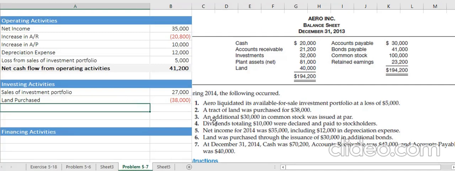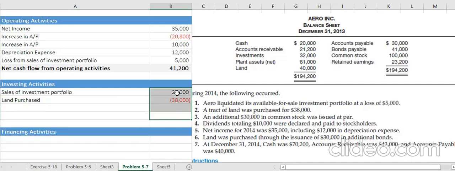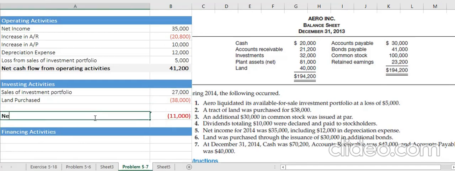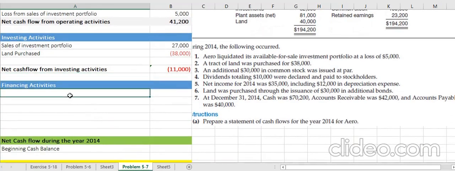After this, information on common stock is given. Common stock is related to the equity section, and that's financing activity, so we don't record it here. So I will conclude the net cash flows. Net cash flow from investing activities is minus 11,000.